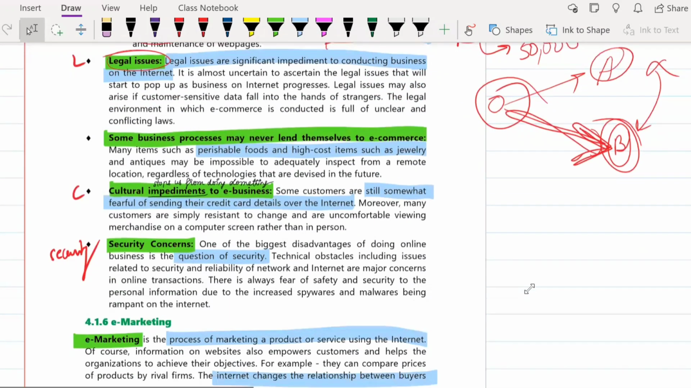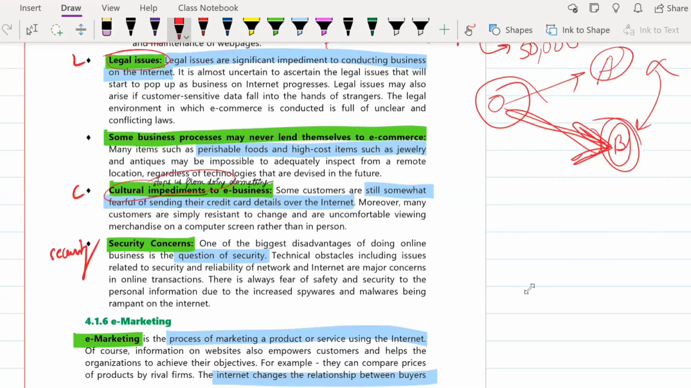Correct. Next is cultural impediments to e-business. Impediments means a thing which is stopping us from doing something. Okay, it is something that stops us from doing what we want to do.